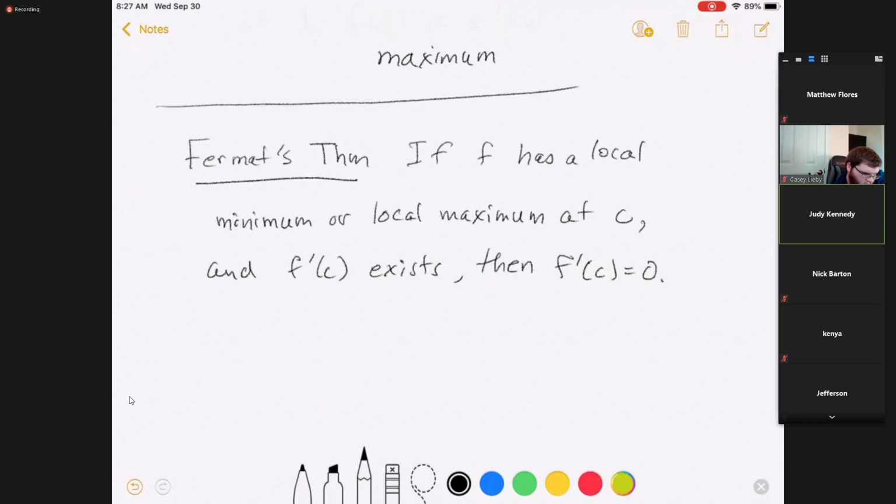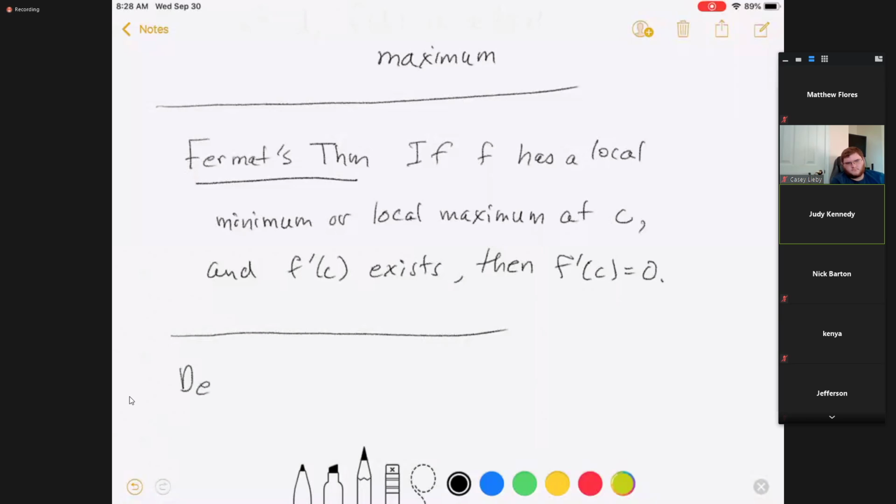The converse of this does not hold, by the way. If f prime of c is equal to 0, you're not guaranteed that you've got a local maximum or local minimum at that number c. But this does give us a way to start looking for possible minima and maxima. And I'm going to make another definition. We're going to look for places where f prime is 0 or f prime doesn't exist.